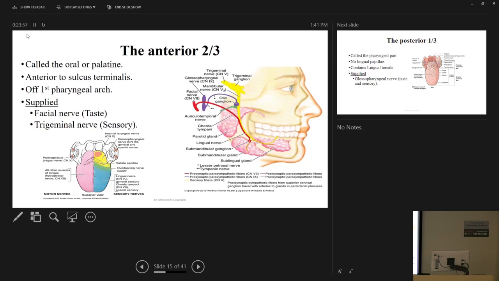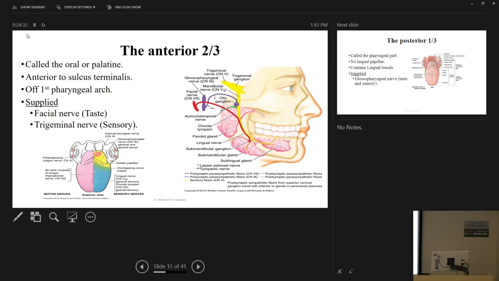Now, let's talk about the most important information about this anterior 2/3 of the tongue. The innervation. The anterior 2/3 of the tongue and the posterior 1/3 of the tongue are different when it comes to innervation. Let's start with the posterior 1/3. In terms of sensory and in terms of taste, it's innervated by one nerve. Sensory and taste by one nerve. That's your glossopharyngeal nerve. That's cranial nerve number 9, right?